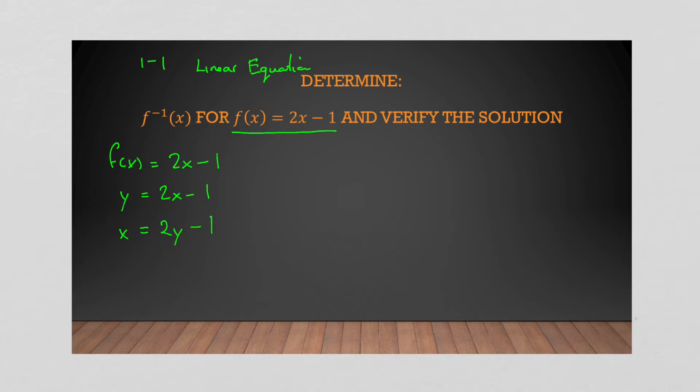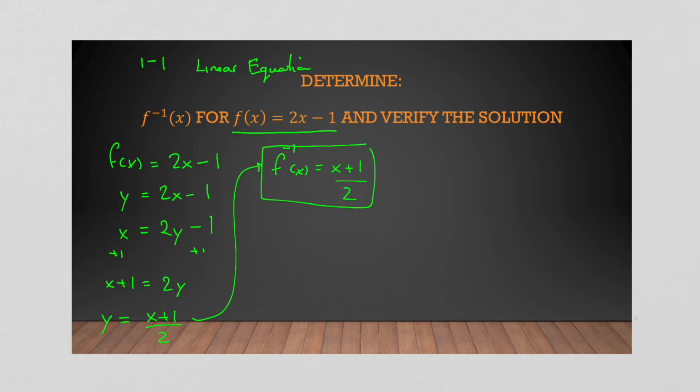And then we solve for y. So I'm going to add 1 and add 1. So now I have x plus 1 equals 2y. And then divide everything by 2. We get y equals x plus 1 over 2, which simplifies to f inverse of x is equal to x plus 1 over 2. So there is your inverse function.